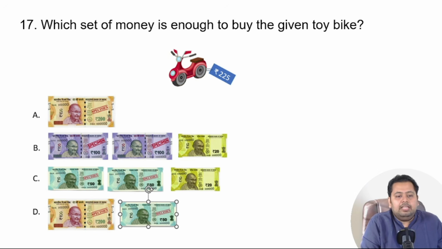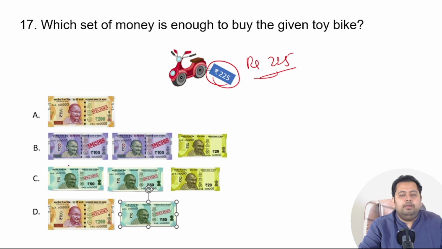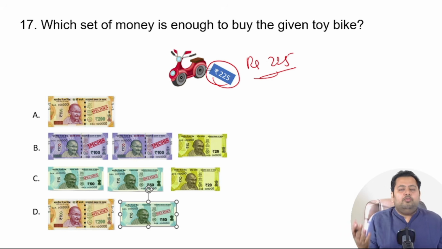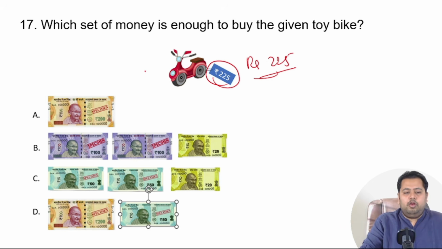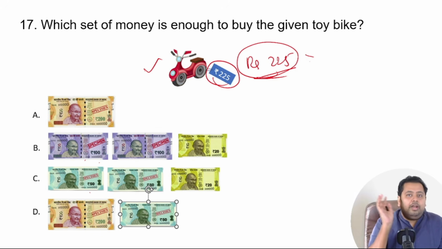Which set of money is enough to buy the given toy bike? The toy bike over here costs rupees 225. So which set of money is going to be enough for you to buy this toy bike? What you need to find out is in which set of options the money shown is greater than 225. If it is greater than or equal to 225, you will be able to buy the toy bike. If it is less, you will obviously not be able to buy it, right?